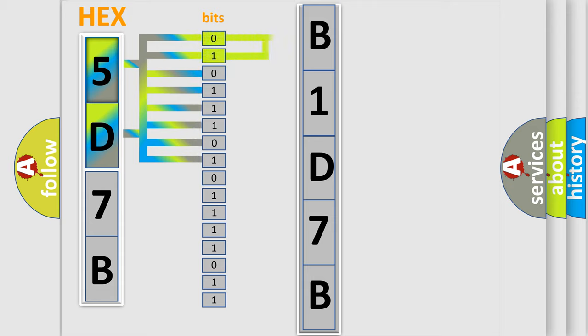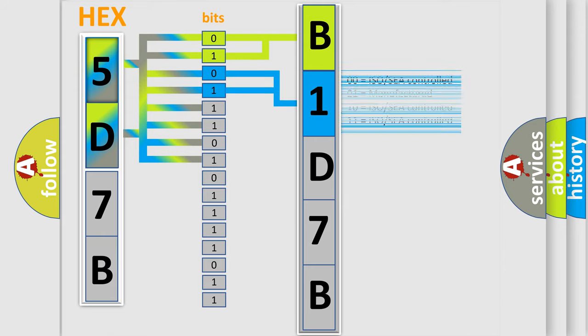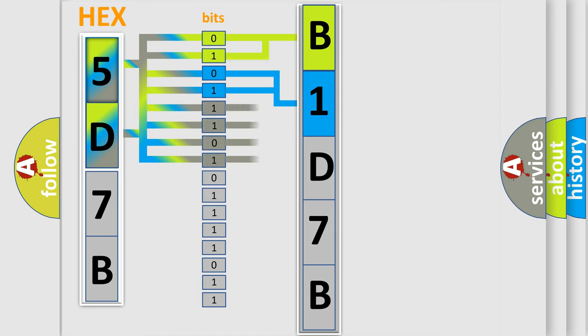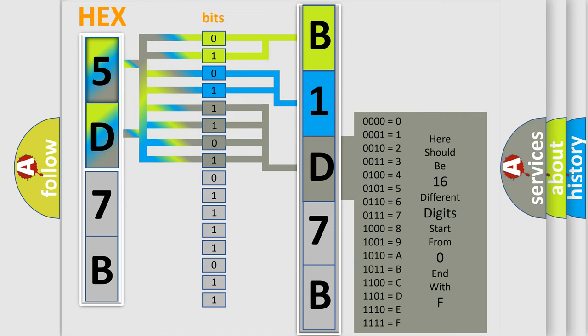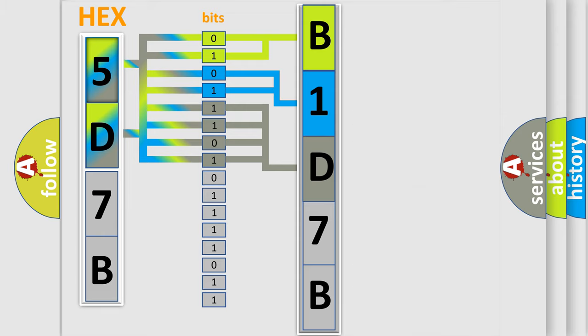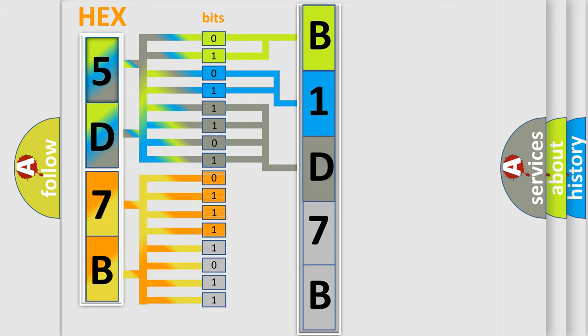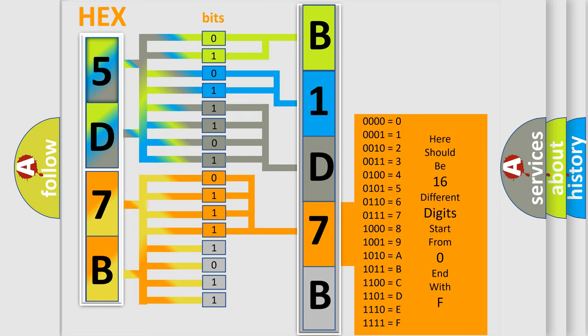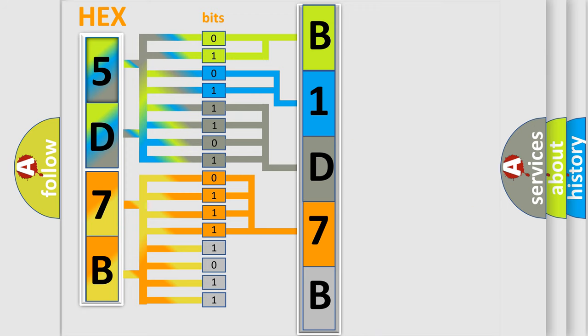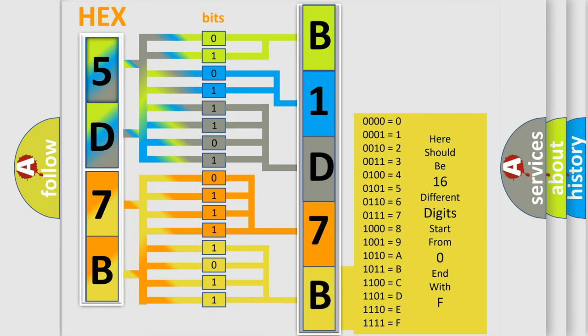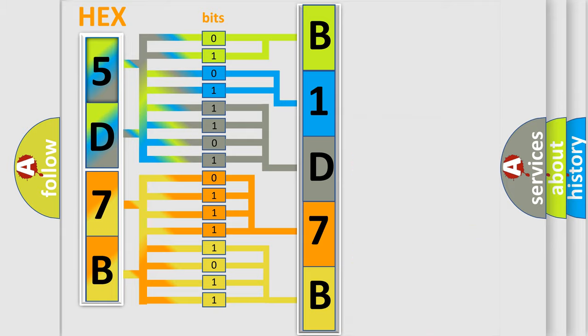By combining the first two bits, the first character of the error code is expressed. The next two bits determine the second character. The last bits of the first byte define the third character of the code. The second byte is composed of a combination of 8 bits. The first 4 bits determine the fourth character of the code, and the last 4 bits define the fifth character. A single byte conceals 256 possible combinations. We now know in what way the diagnostic tool translates the received information into a more comprehensible format.